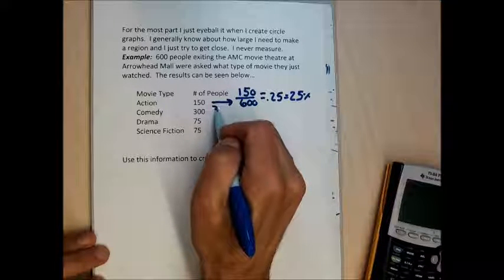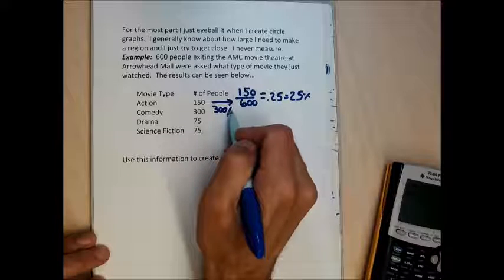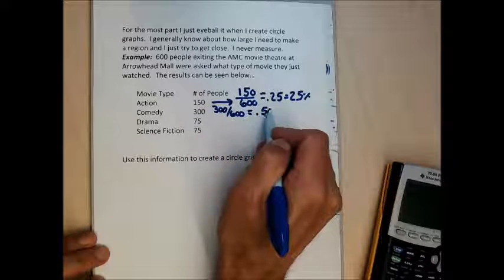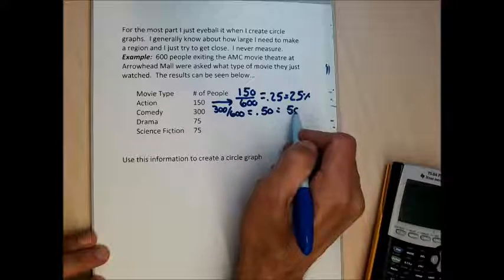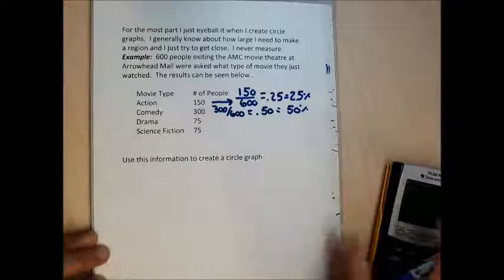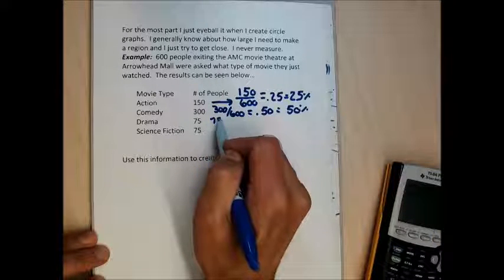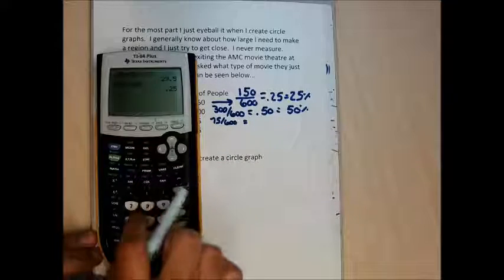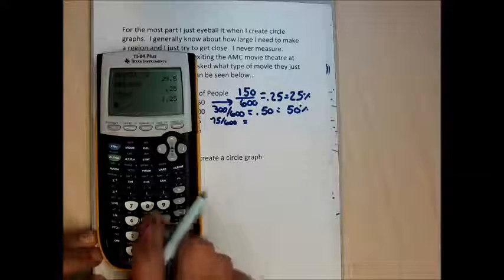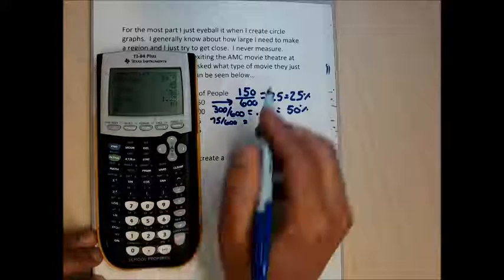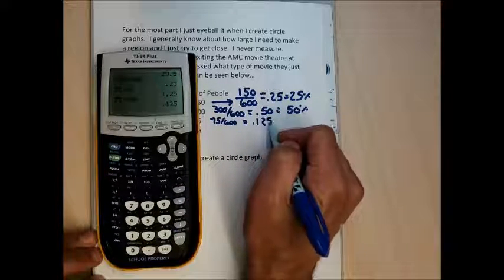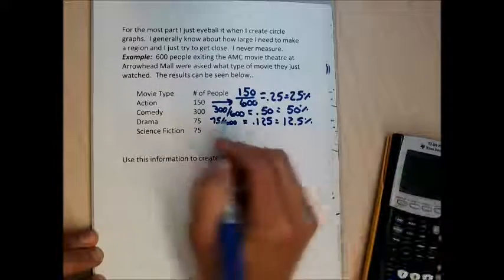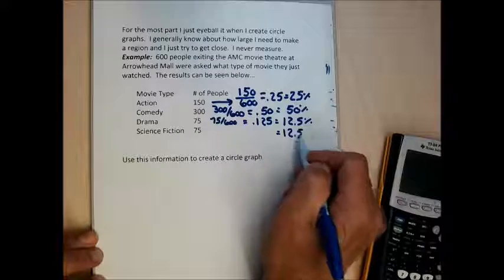To make up for the comedy, I'm going to take 300 divided by 600 to figure out what that is as a decimal. I can do that without my calculator. That's 0.50, which is going to be 50%. And for the drama and sci-fi, to figure out what size their pies are going to be in the pie graph or circle graph, I'm going to take 75 divided by 600. I get 0.125. And that's 12.5% of the shape. So I made these numbers the same as what we just looked at. Makes it easier to do.